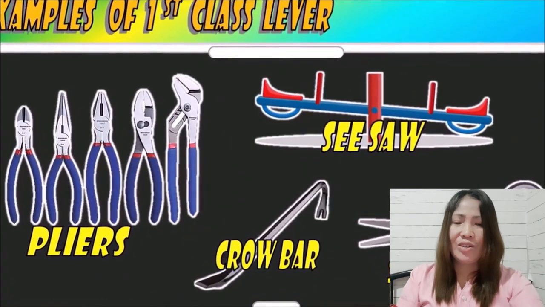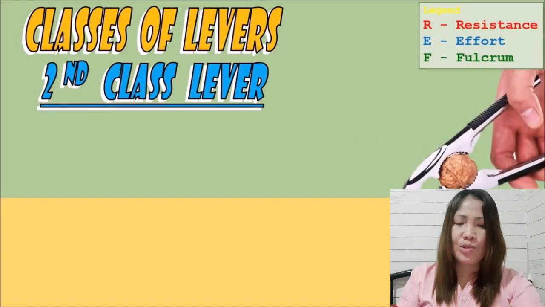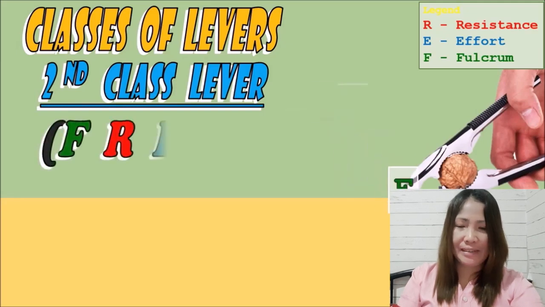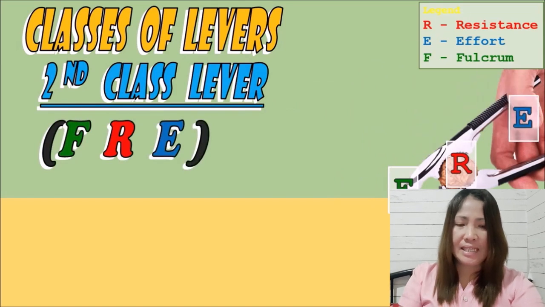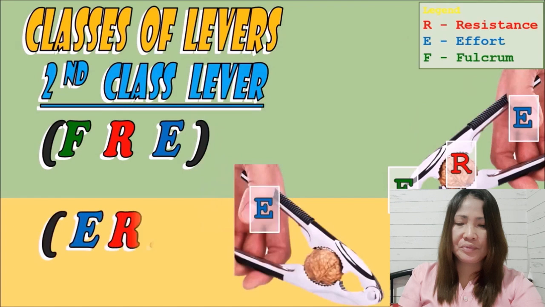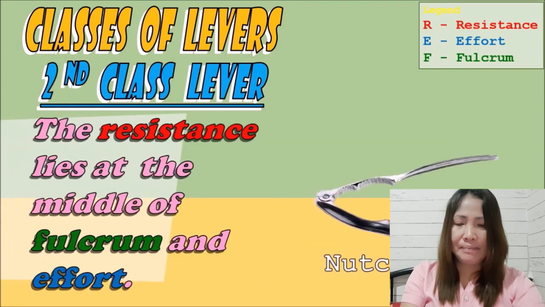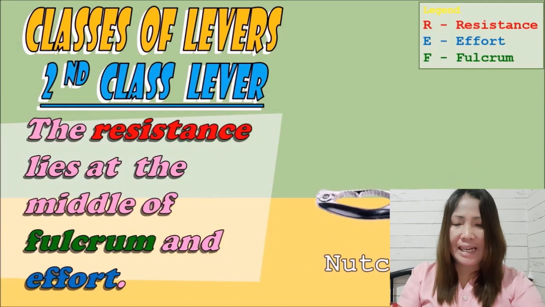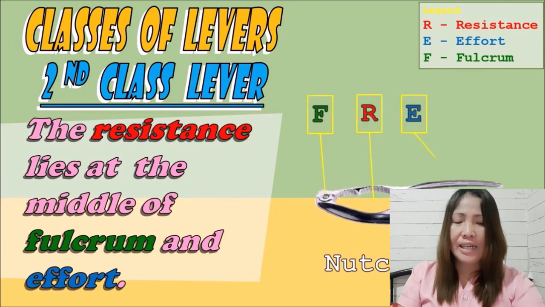Dito naman tayo sa second class lever. Ang pagkasunod-sunod ay fulcrum, resistance, effort. O kaya naman, effort, resistance, fulcrum. Depende ulit sa paano nakapwesto ang bagay. In second class lever, the resistance lies at the middle of fulcrum and effort. Here are the examples of second class lever.